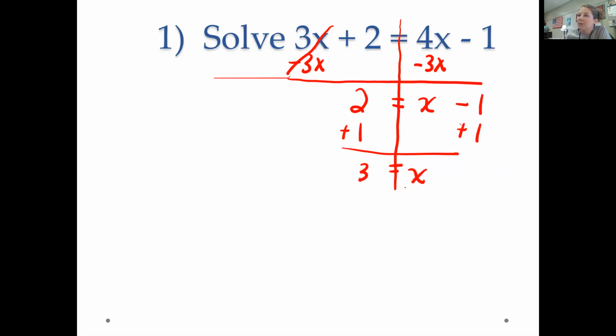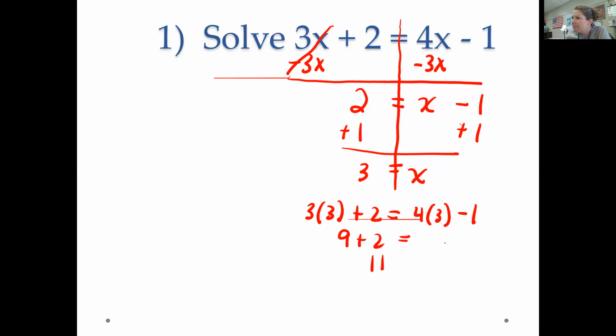So if I want to check it, I'm going to plug 3 back in for x. I'm going to say, okay, well, 3 times 3 plus 2 is equal to 4 times 3 minus 1. Well, 3 times 3 is 9 plus 2 is 11. And then 4 times 3, wait, what'd I do? Oh yeah, that's 11 also. Okay, so once you get an answer and it is correct, 11 does in fact equal 11, so then you know you have the right answer. So that is the final answer.